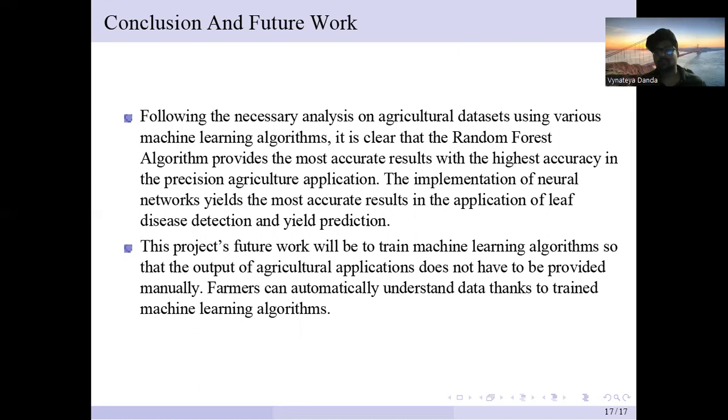So the new farmers, this generation of farmers, can automatically understand the data and the things through the trained machine learning algorithms.